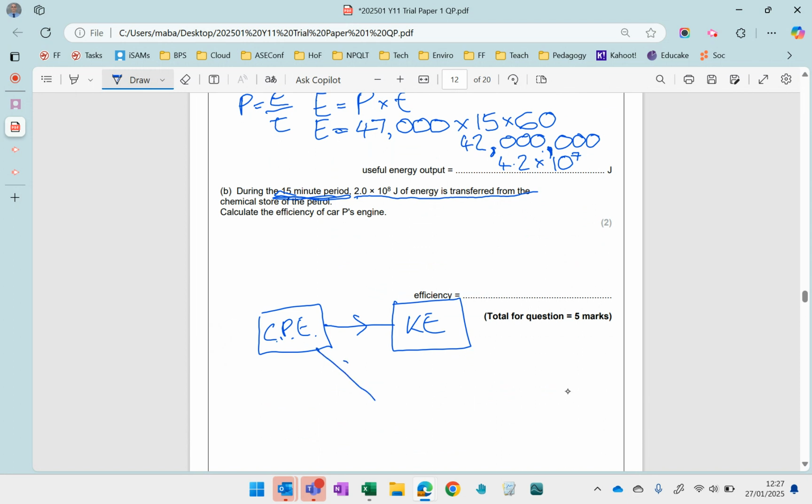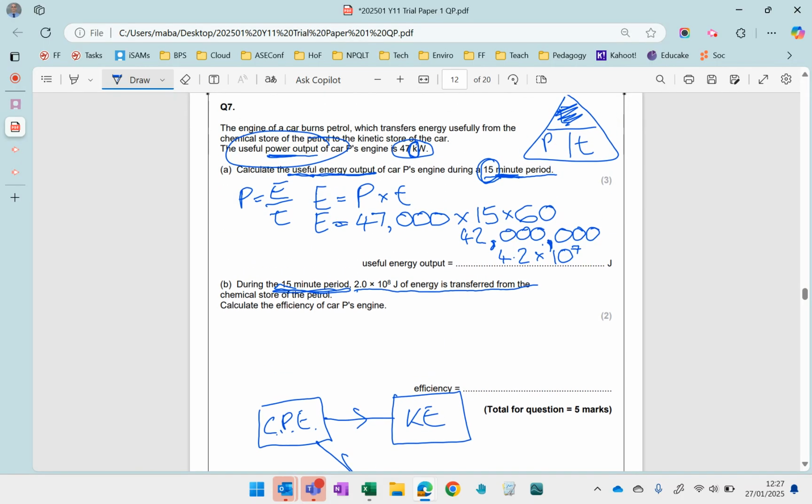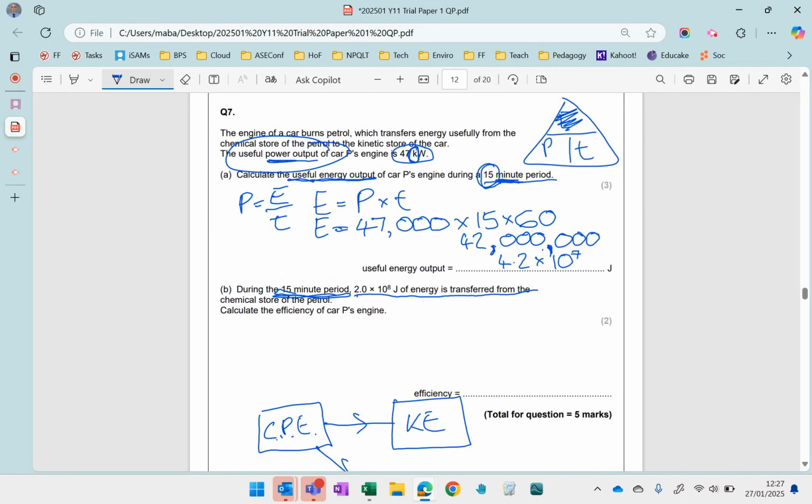everything else is going to get wasted as infrared radiation to the surroundings and to the thermal store of the surroundings by conduction and convection, and sound radiation to the surroundings as well, right? Cars aren't particularly efficient machines. Well, internal combustion engine cars aren't particularly efficient machines. So now we've got to work out the efficiency. Okay, how are we going to do that?